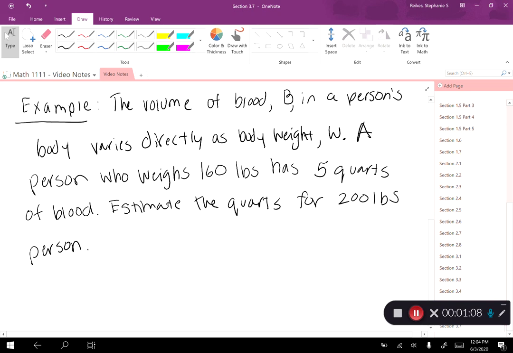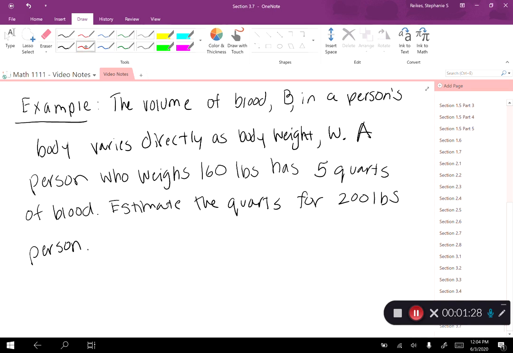The volume of blood B in a person's body varies directly as body weight W. A person who weighs 160 pounds has 5 quarts of blood. Estimate the quarts for a 200-pound person. So, let's put the pieces together.